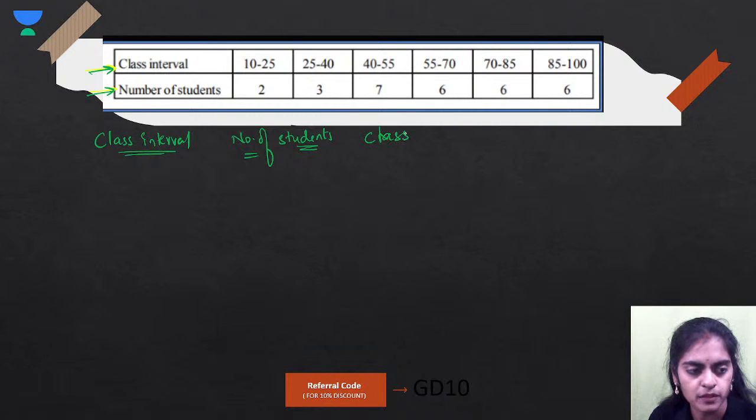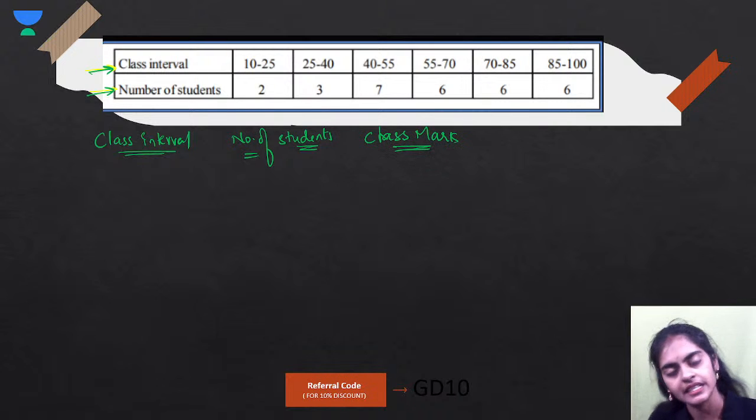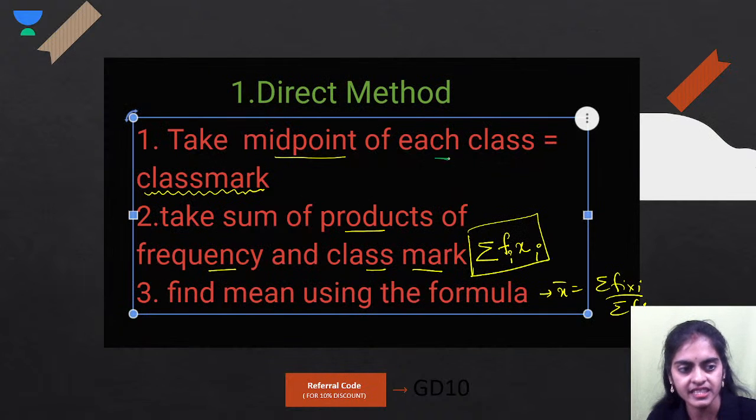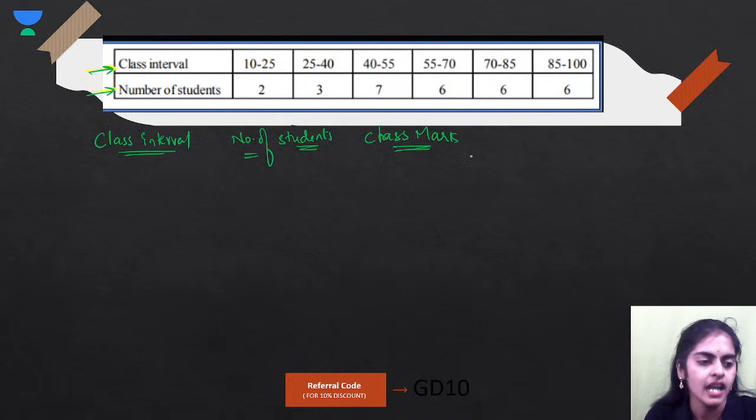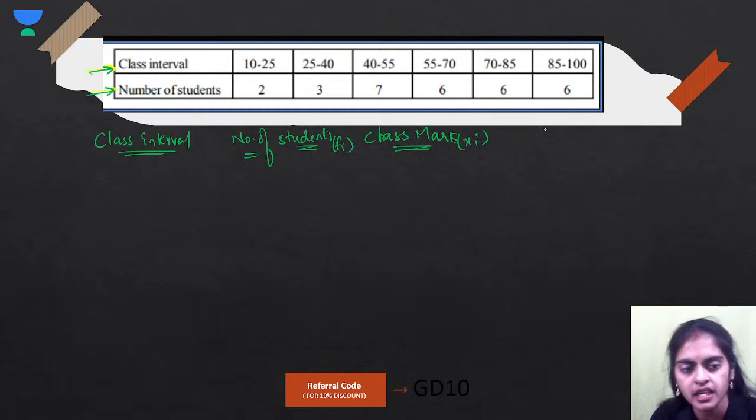So let me write completely. You are finding class mark. What is class mark? It is nothing but the midpoint of both the class intervals of each class. And then you will find the product of frequency and class mark. Frequency you denote by Fi. Class mark you denote by Xi. So here you will be finding the product Fi Xi. Till here, is it clear?